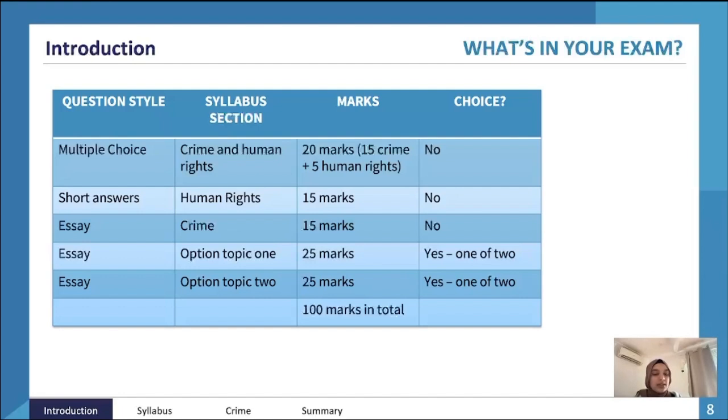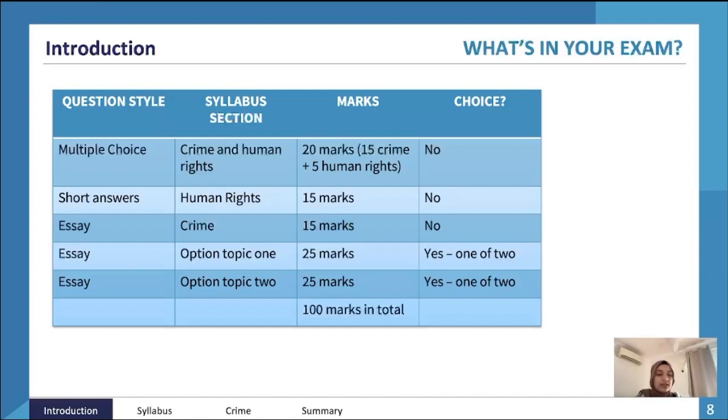Essay number 1. Remember, we have 3 essays. Number 1 is a crime essay. It's worth 15 marks, and again, you don't have a choice. That one's compulsory to do. Within crime, it can be really any topic, so you would need to make sure that you are preparing for that, having your legislation, your cases, your media, and being able to understand all of the different topics in enough detail to be able to write an essay for it. Essay option 1.